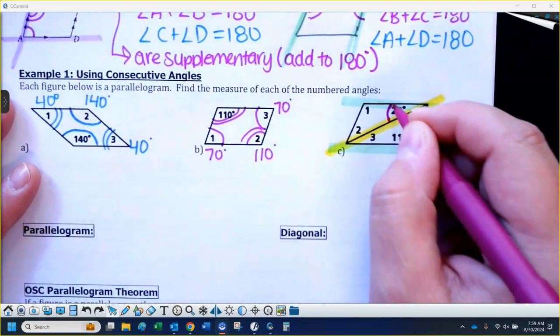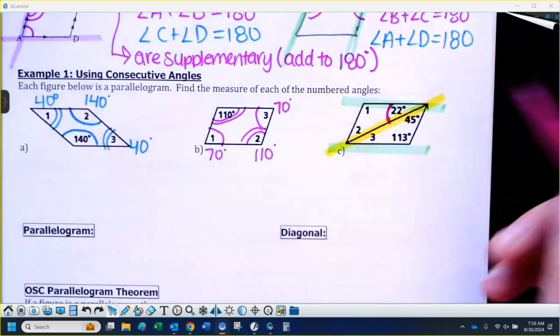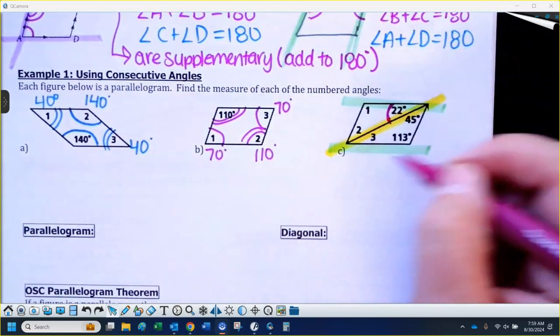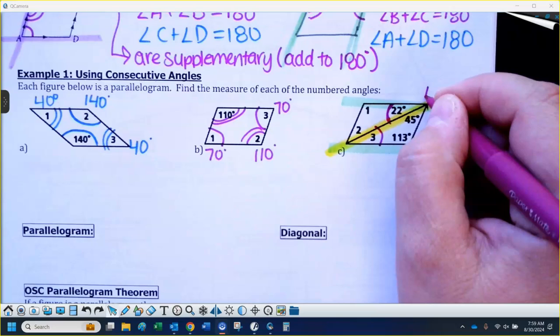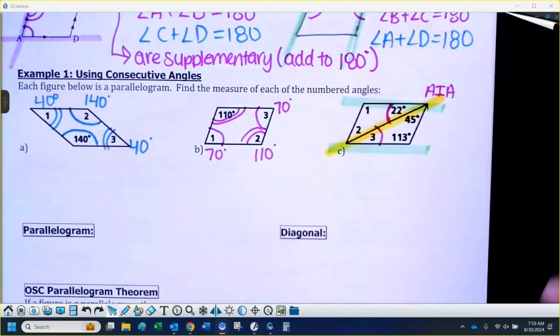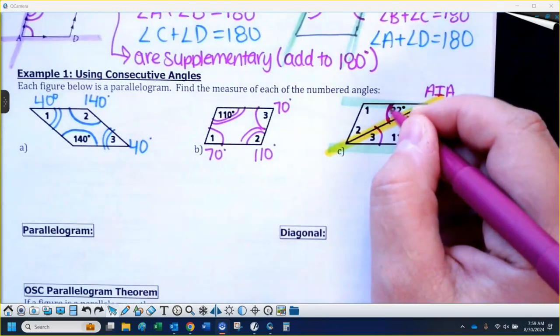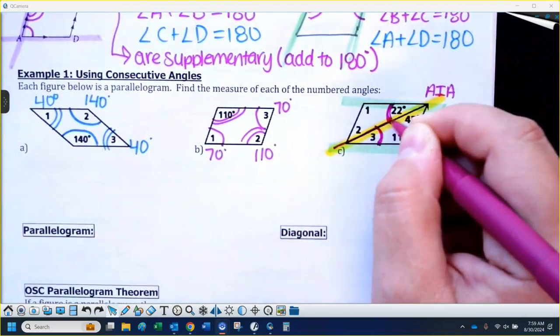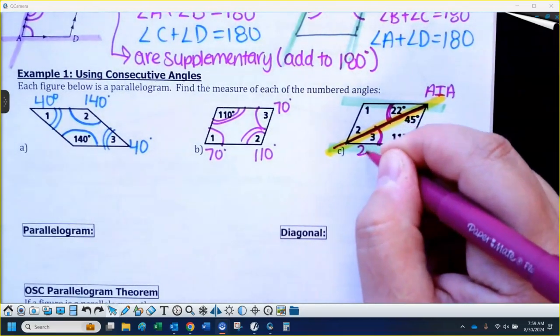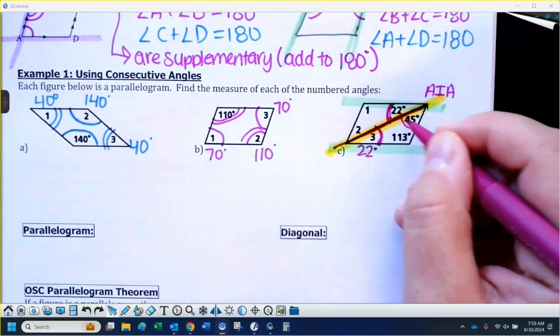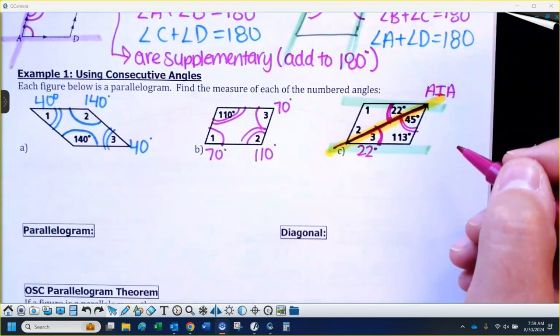Those are parallel lines. Can anybody tell me which other angle in this diagram would be 22? Angle 3. Do you remember why? Yes, for sure. If you have these parallel lines, you have alternate interior angles. I don't have anything like that in those first two diagrams because we don't have alternate interior angles, but if I draw that diagonal in, alternate interior angles are on opposite sides of your transversal, so this would be the transversal here. So, angle 3 is 22. Somebody tell me what other angle in that diagram is 45.